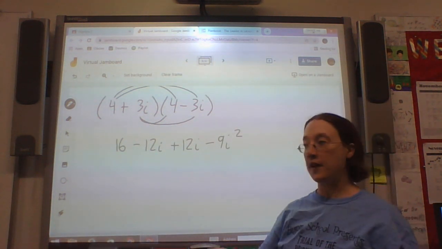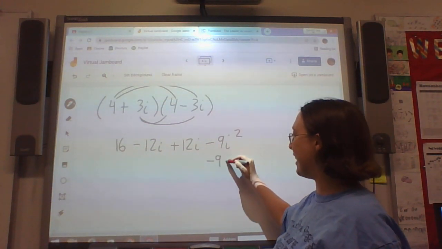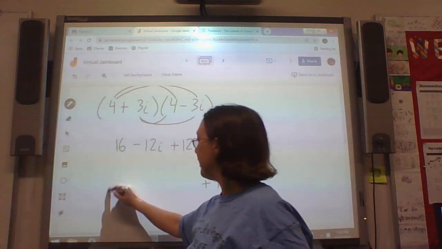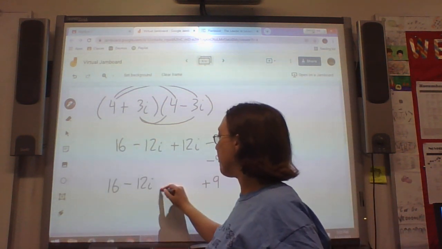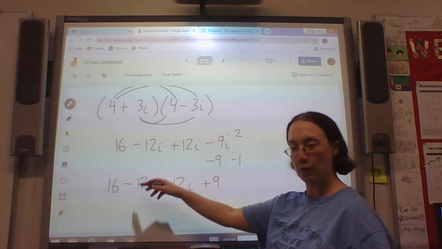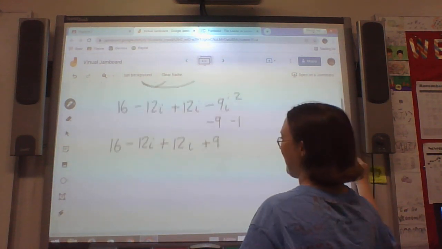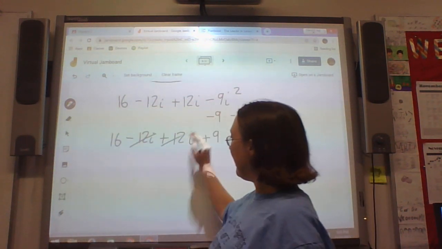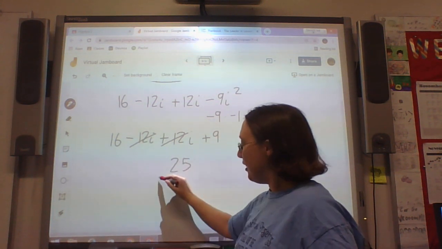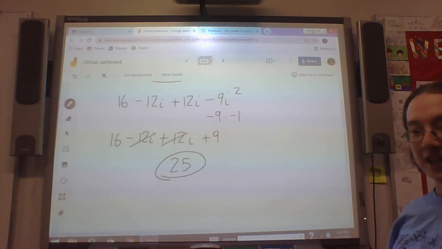Okay, same sort of thing as before. i squared is really a negative 1, so this is a minus 9 times a negative 1, which is going to get you a plus 9 there. And you've got the 16 minus 12i plus a 12i. Ooh, what's going to happen to those 12i's if we have one positive and one negative? Hopefully you said they're going to cancel each other out. So these are going to cancel. And we really just got 16 plus a 9. So sometimes you'll end up with something like that, where your imaginary numbers canceled each other out.